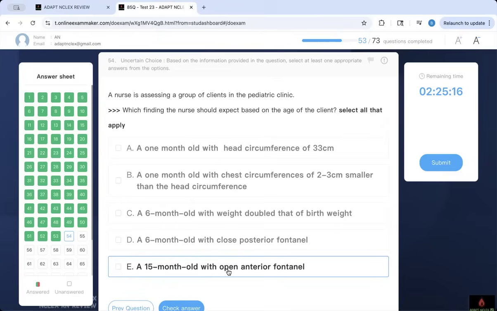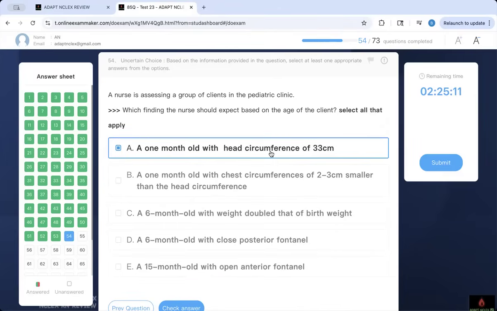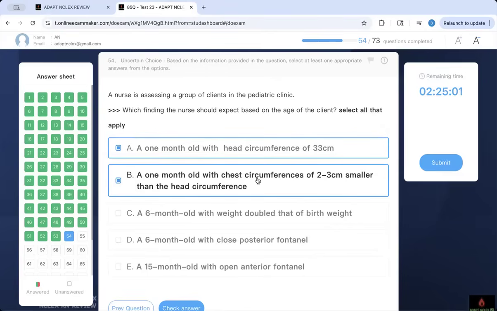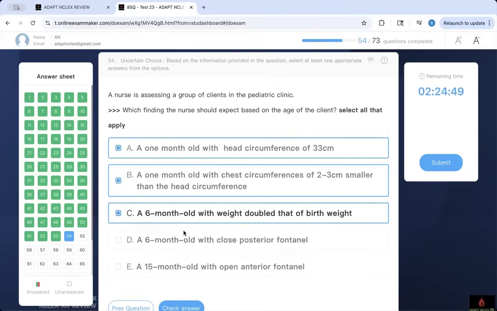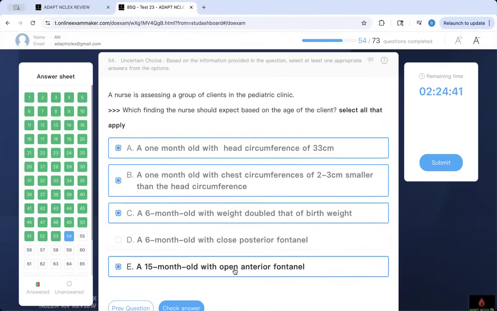You pick all your answers? Yes. Average 1 month old newborn, head circumference has to be 33. And their chest circumference is like 2 to 3 centimeters smaller than the head circumference. The 6 month old, your weight is supposed to double, and then at 12 months it is going to triple. 6 month old, the fontanelle should be closed. And it takes 15 months for the anterior fontanelle to be closed.